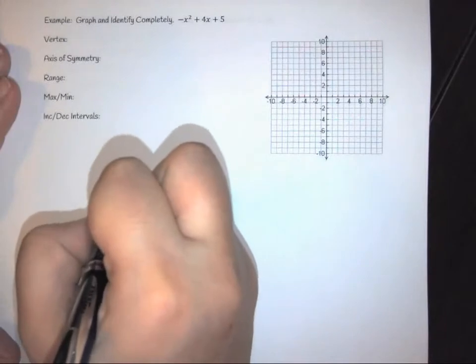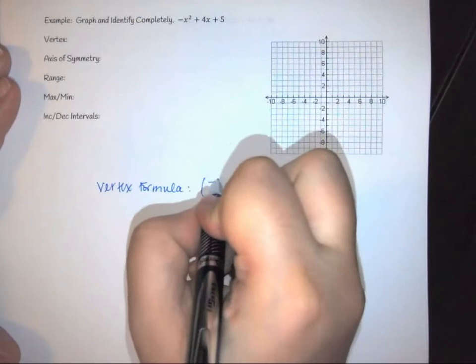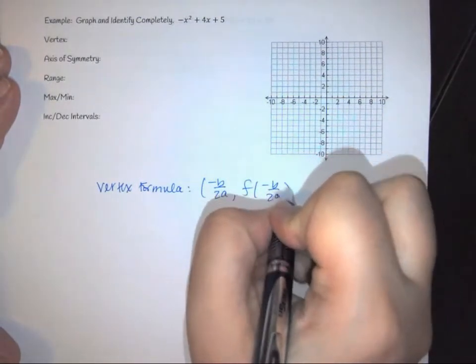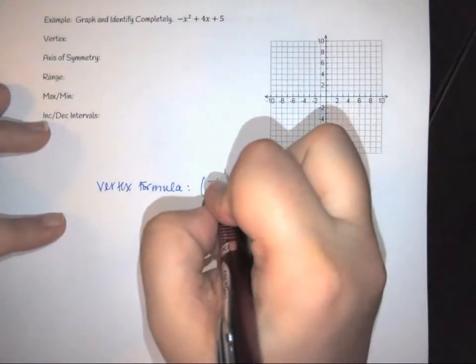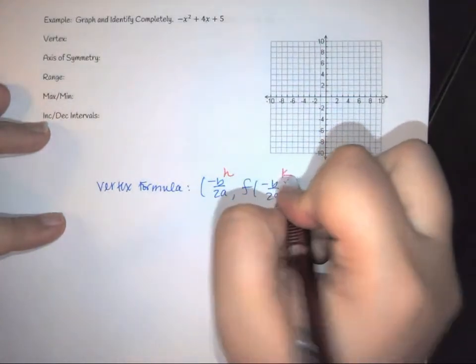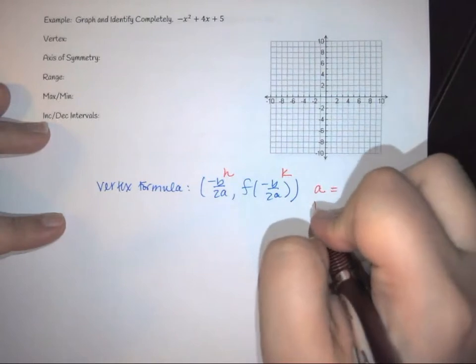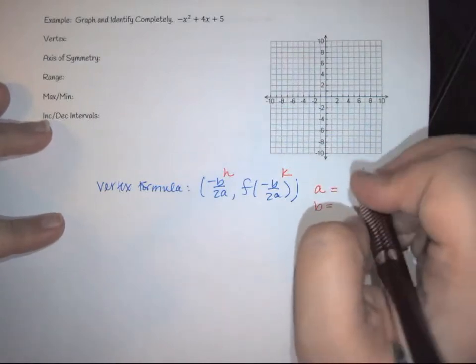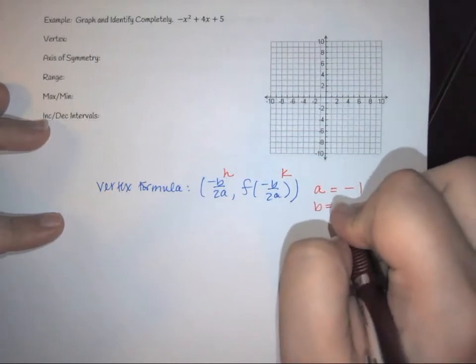Standard form then means that we have to start by using the vertex formula. So if you remember, your vertex formula is negative b over 2a, function at negative b over 2a. When we're looking at this, remember that first term is h, the second term is k, and you have to identify your a and your b. Now, you can identify them off to the side or not worry about it, it's up to you. I like to identify them because then I don't make any mistakes. Here my a is negative 1 and my b is 4.